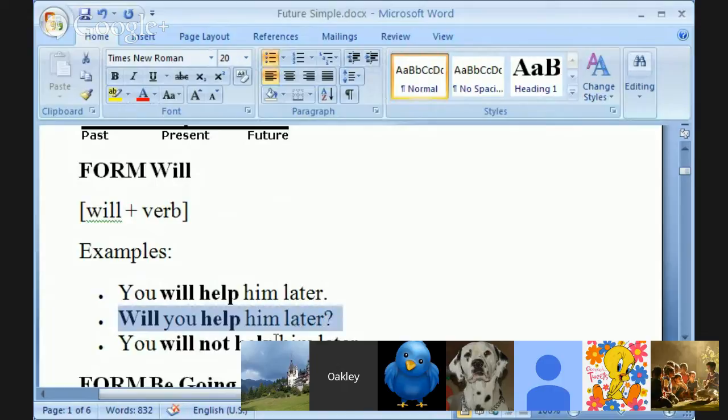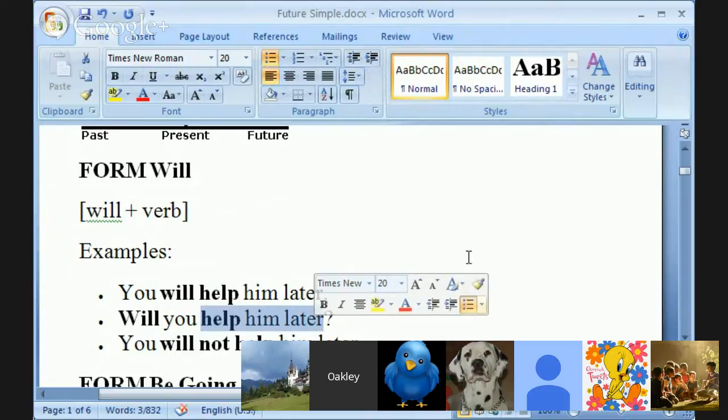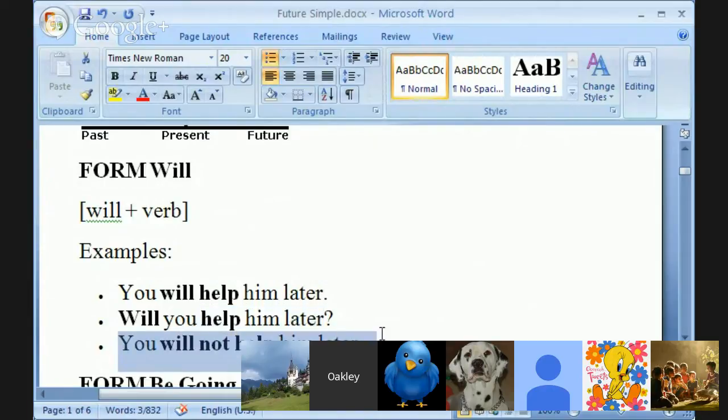As always, when we form questions, the first auxiliary goes in the front of the sentence and the subject behind it. Then the rest of the verb. I say the rest of the verb because we'll see in a minute with the be going to how that works. And of course, you will not help him later. The not follows the first auxiliary. So the first auxiliary or helper verb is kind of key when you're forming negative statements or questions. Its placement is kind of key.